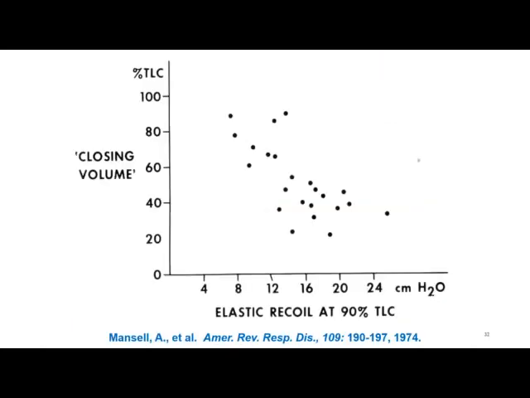Tony Mansell did a study where he looked at closing volume. We'll talk about this later, but just for the moment, it's the volume at which airways begin to close. High is bad, and he plotted it against the elastic recoil of the lung at 90% total lung capacity. What he found was that the closing volume basically varied inversely with elastic recoil. That is, those lungs that had little elastic recoil had a higher airway closure. Airways were closing, they weren't supported. Those that had more elastic recoil had less airway closure.